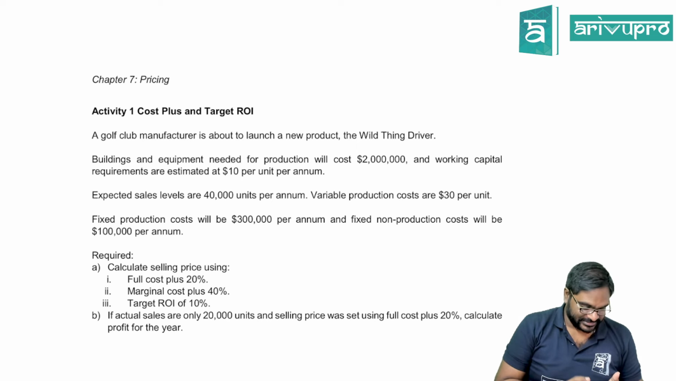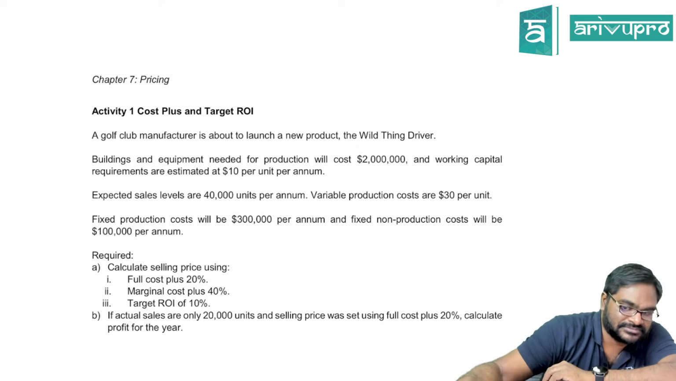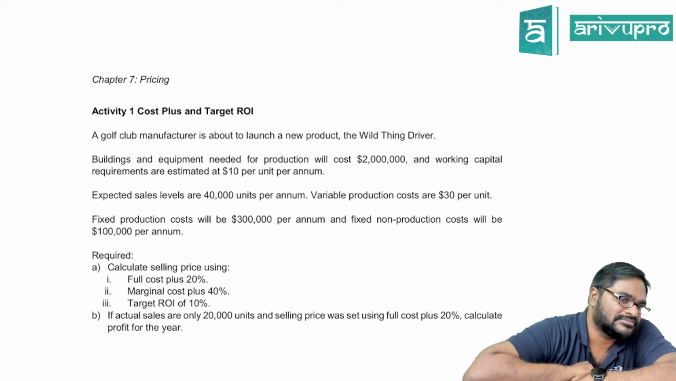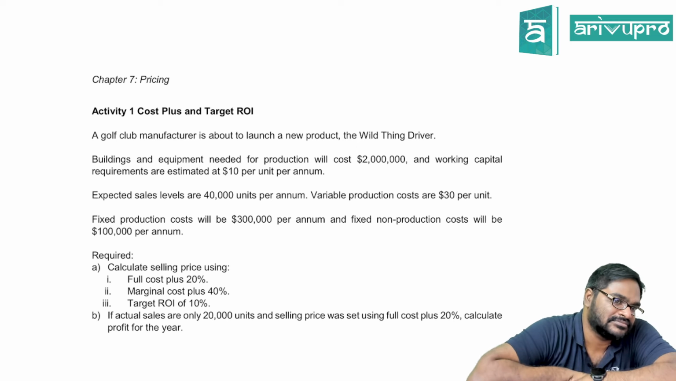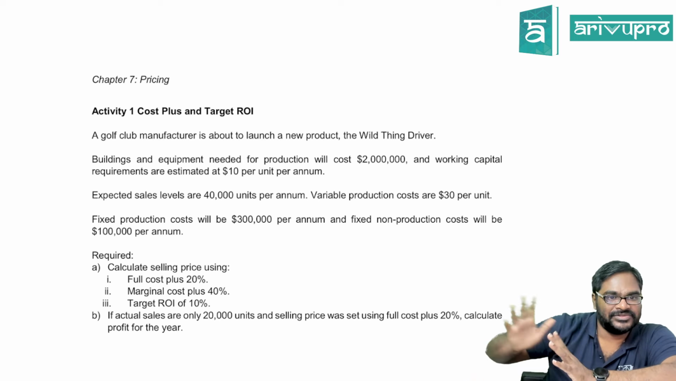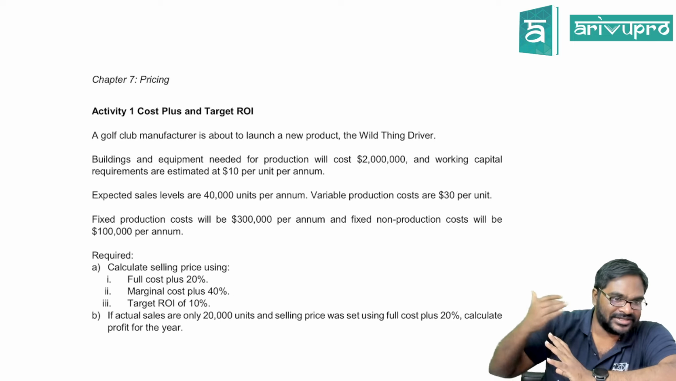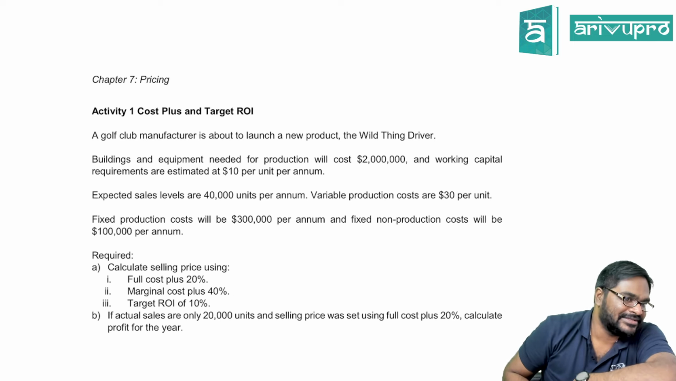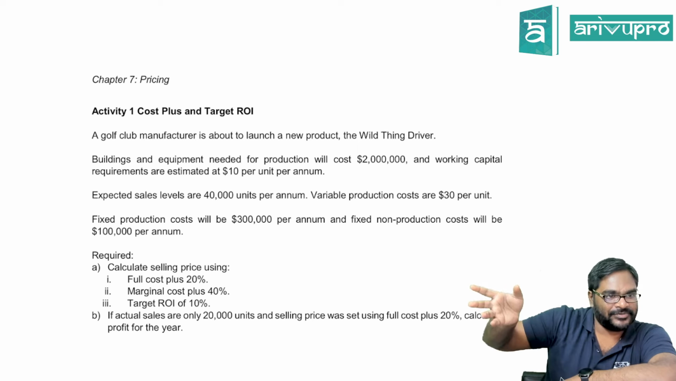Sir, I have a doubt. Yes, please go ahead. If the actual sales are 20,000, can't we just absorb both variable cost and fixed cost over the 20,000 units and add 20% to it and allocate the profit? We can do that, but by the time we know the actual sales, the sale has already happened, the pricing has already happened, right? But based on that, for the next year, we can revise the price.